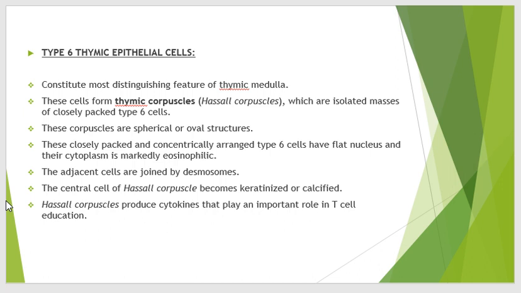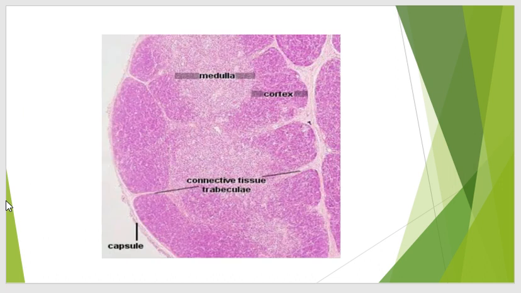These type 6 cells have flat nuclei and their cytoplasm is markedly eosinophilic. The adjacent cells are joined to each other by desmosomes, and the central cell of Hassall's corpuscles becomes keratinized or calcified. These cells produce cytokines which play an important role in T cell education.